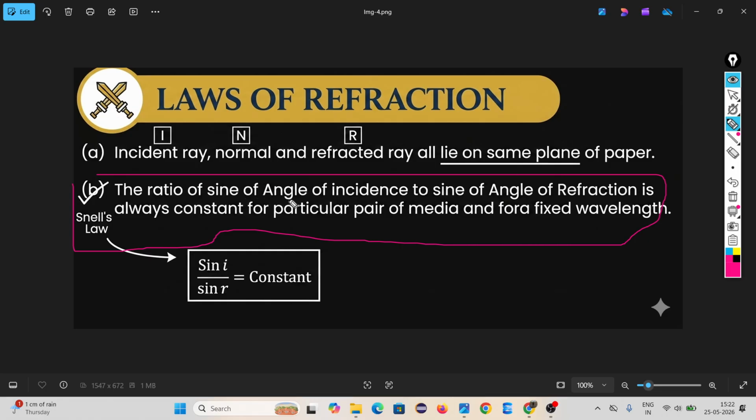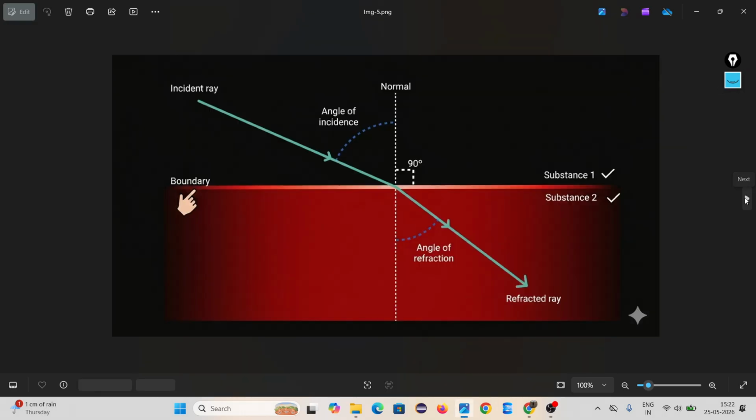The ratio of the sine of the angle of incidence, where I is called the angle of incidence, to the sine of the angle of refraction, where angle R is called the angle of refraction, is always constant. This is called Snell's law. Today we will learn the details about this Snell's law.